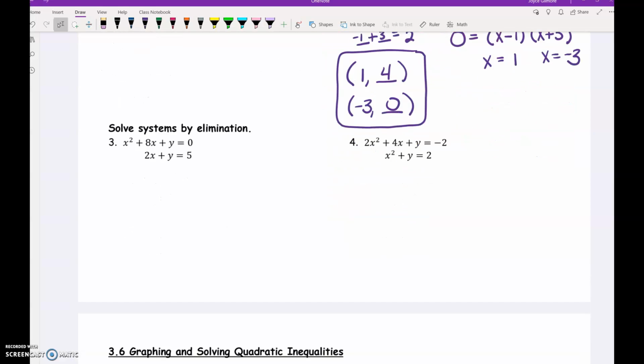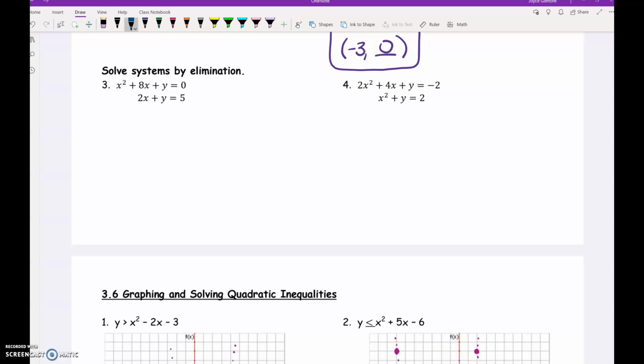With elimination, we need to add these two things together and make one of the variables completely go away. Basically, you need to make the y go away. So I'm going to write make the y go away. If we're adding, that means we need one of them to be positive y and the other one to be negative y. And currently, I don't have that.